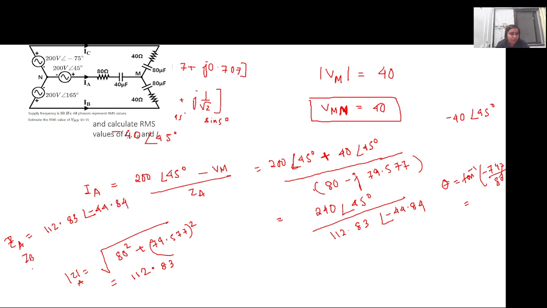So we can also calculate ZB and ZC similarly. It will be ZA by 2. So 112.83 divided by 2. So this will be 56.415.